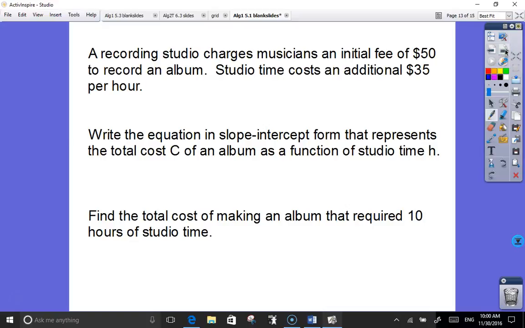A recording studio charges musicians an initial fee of $50 to record an album, and the studio time costs an additional $35 per hour. Write the equation in slope-intercept form that represents the total cost, C, of an album as a function of the studio time. There's an initial cost of $50, that's the y-intercept. That one doesn't change no matter what the x value is. And if you're paying $35 per hour, whenever you see that kind of wording, the amount per something else, that's the slope. So 35h.